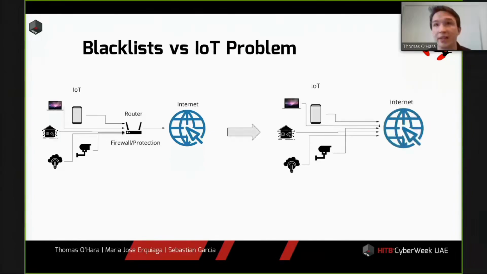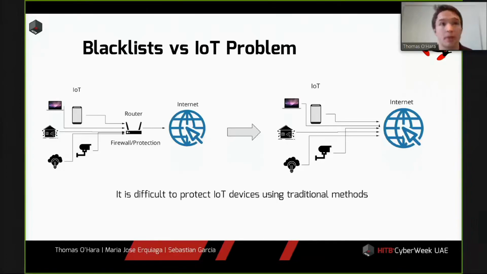The problem is that due to their configuration, many IoT devices are actually exposed directly to the internet. And with the rise of 5G networking, a lot of these IoT devices are going to be shipping with SIM cards or eSIM cards, therefore making this problem even worse. And basically the issue is that with all these devices connected directly to the internet, all of the attacks are going to go directly against these IoT devices. So the problem is that it's becoming difficult to protect IoT devices using traditional blacklisting methods.